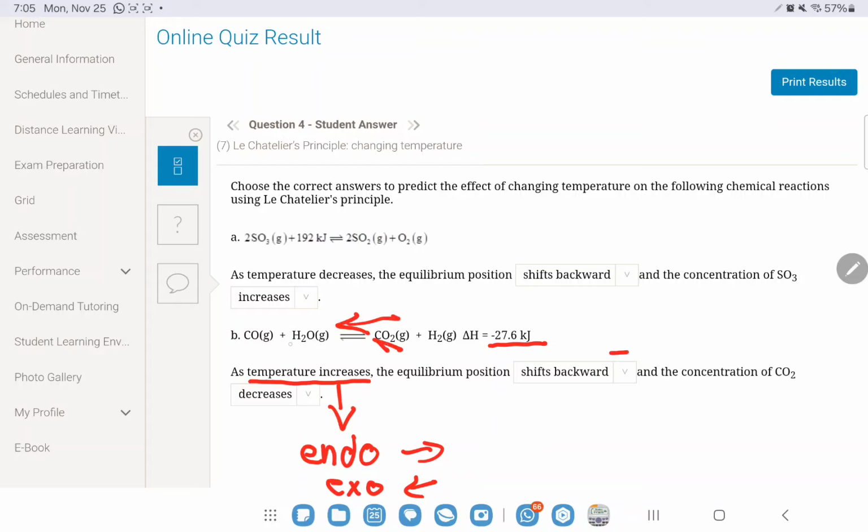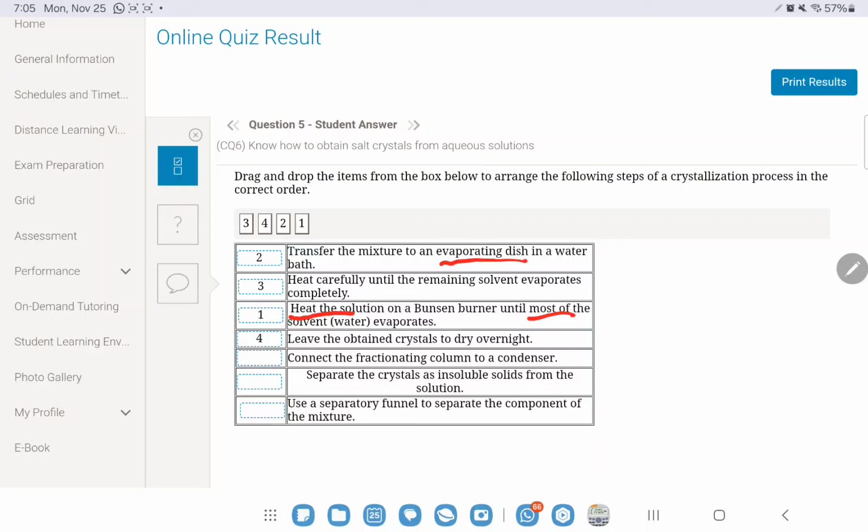Okay, here you just have to label crystallization. Always, you're gonna start with the heating until most solvent evaporates. Then you're gonna move it to an evaporating dish in a water bath. Then you're gonna heat it carefully until all solvent evaporates, and then you're gonna leave it to dry and give you crystals. Now let's move on.